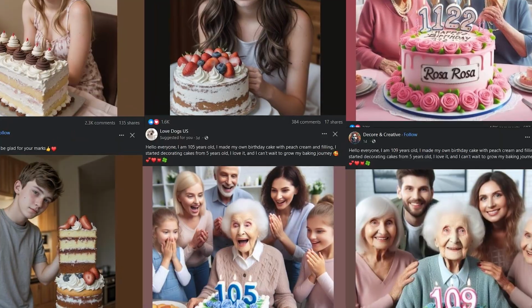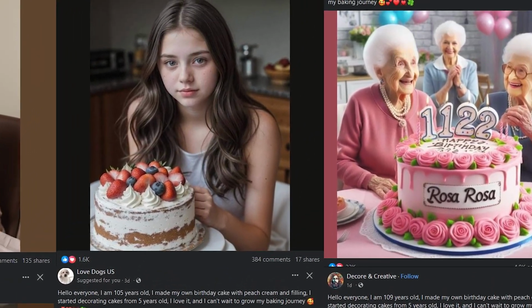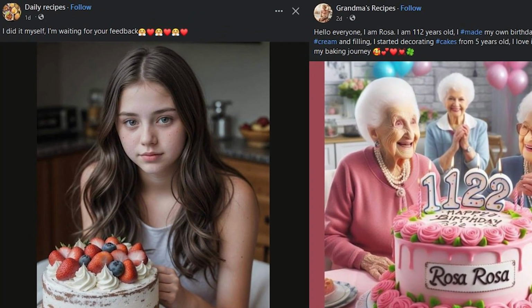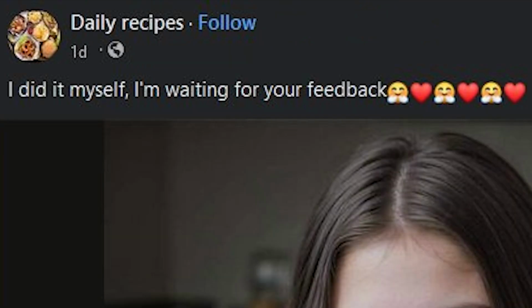On the other hand, there's a mysterious vast network of recipe groups that you can trace all this activity back to, and I'm not sure exactly what's going on. It's very bizarre. One thing I noticed while looking at a lot of the birthday images in particular was that a bunch of them were being posted by recipe groups. They'd have generic names like grandma's recipes or daily recipes, so I decided to check it out.